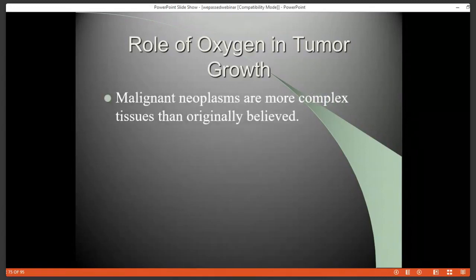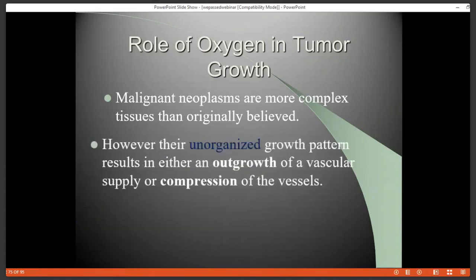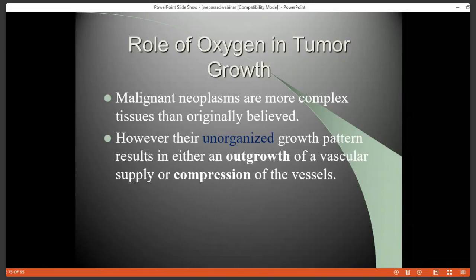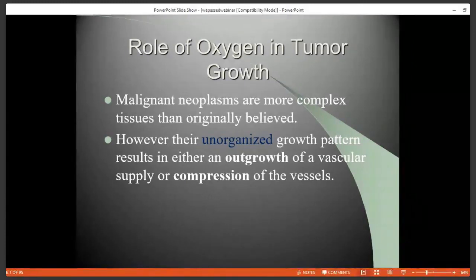Malignant neoplasms are very complex tissues, much more so than at least originally believed. They're very unorganized in their growth patterns, and unlike healthy or normal tissues, tumors tend to outgrow their vascular supply. That's one thing that happens. So the tumor cells are dividing constantly. Some of those cells tend to be much farther away from any vessel, so they outgrow their vessel supply. You find areas of necrosis in the tumor because of this.